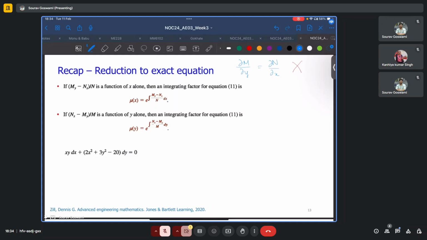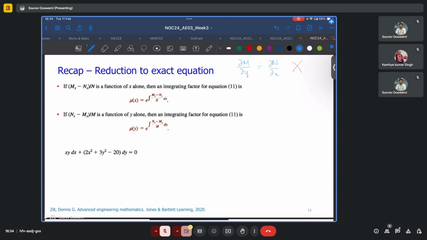Even then, under certain special circumstances, it may still be possible to reduce the given equation to a standard form. It will not always be possible, but under certain special circumstances. And let us study what that circumstance is.